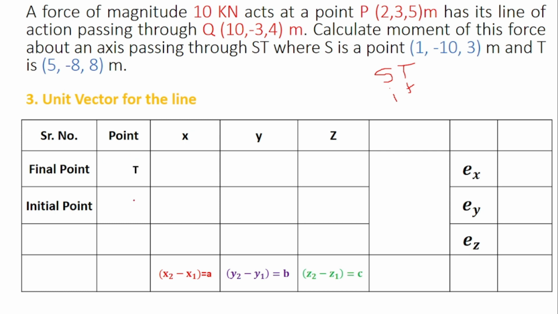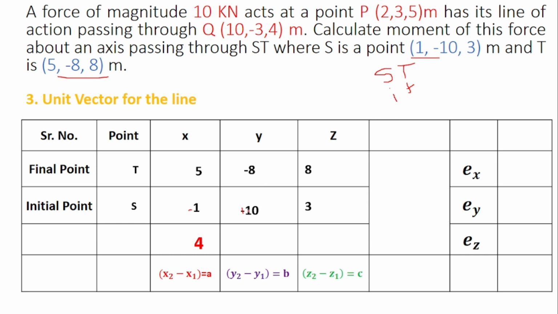So write down T and S here. The coordinates of point T are 5, minus 8, 8. And coordinates of point S are 1, minus 10, 3. So write it here. Find out x2 minus x1: 5 minus 1, 4.